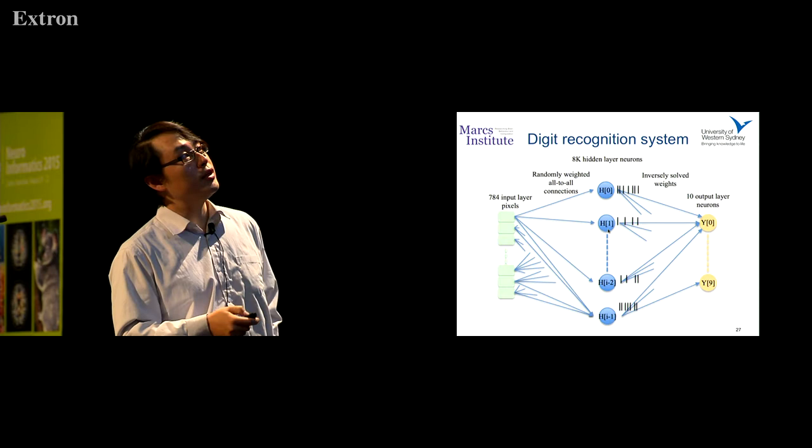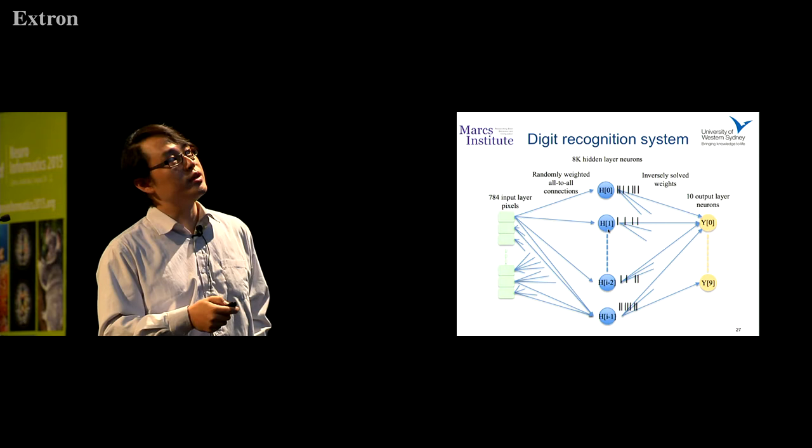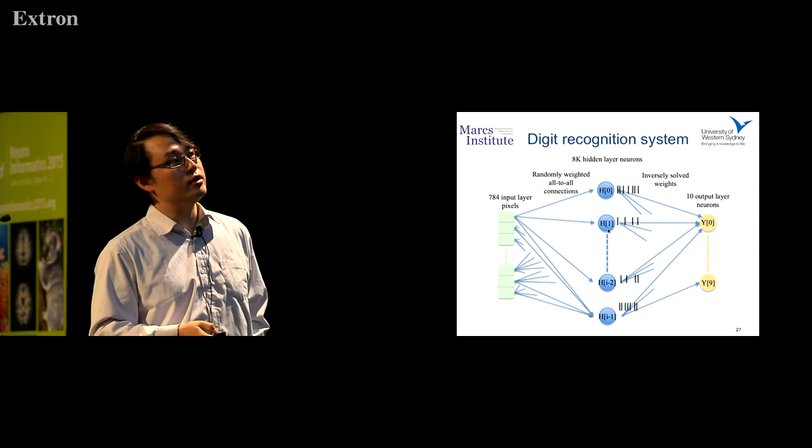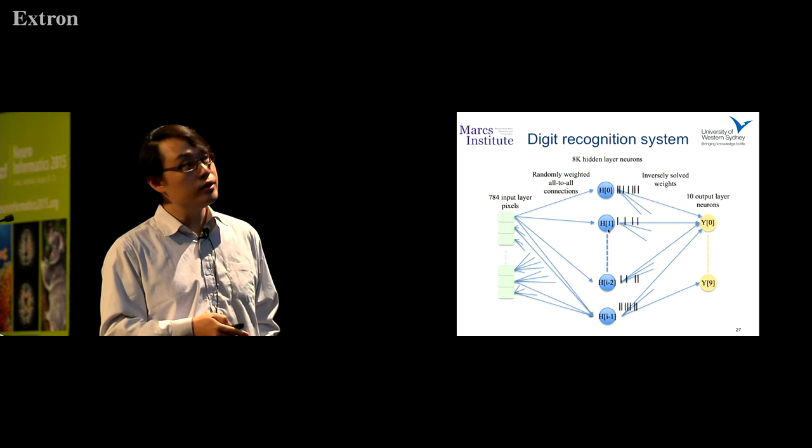And also, as a proof of concept, we developed a system based on this idea for MNIST recognition. The input layer is 784 pixels. They use binary values, and they are all randomly projected to the hidden layer. The hidden layer has 8K neurons, and we use the pseudo inverse to decode the output weight. And this one achieved a 3% error rate.